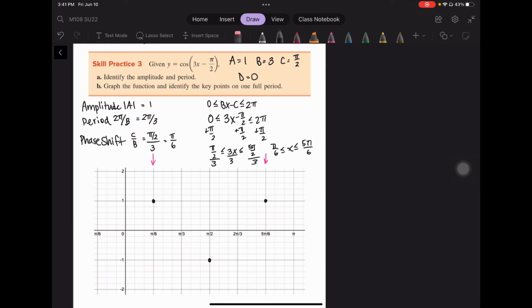And these values are 1 and negative 1 because we don't have an amplitude change. In between pi over 6 and pi over 2 is where we would find our 0. That happens at pi over 3. Same thing in between pi over 2 and 5 pi over 6. We have our 0 at 2 pi over 3. I'm going to sketch the graph and label the key points. And that is the graph of y equals cosine 3x minus pi over 2.